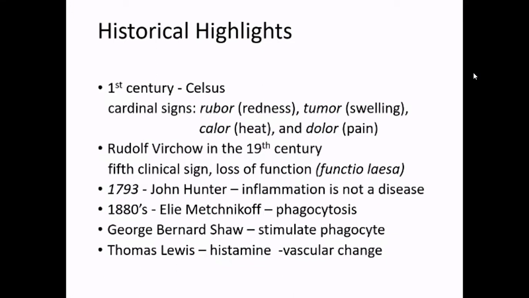And then in the 1880s, the Russian biologist Eli Metchnikoff discovered the process of phagocytosis, observing the ingestion of rose thorns by the amoebocytes of starfish larvae. And then he concluded that the purpose of inflammation was to bring the phagocytic cells to the injured area to engulf the invading bacteria.